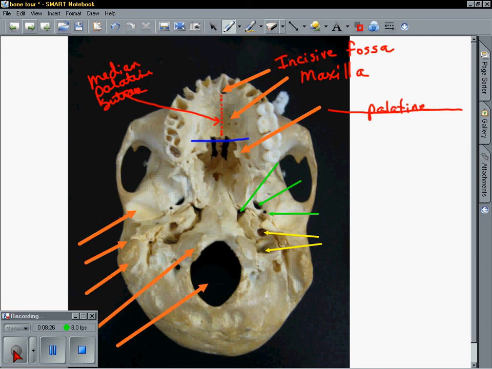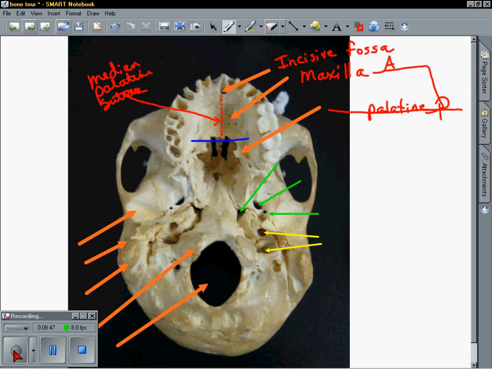So now you know that the hard palate is composed of two bones coming together where that blue line is. The anterior part is the maxilla. The posterior part is the palatine bone. And then we have the soft palate tissue hanging off of that a little bit further. Great. Now let's move on.